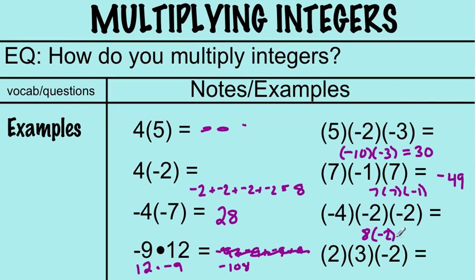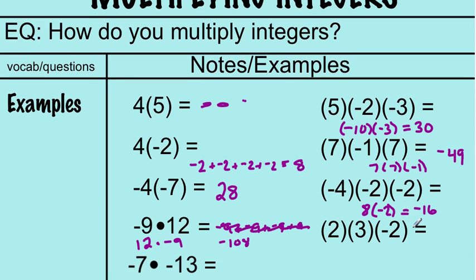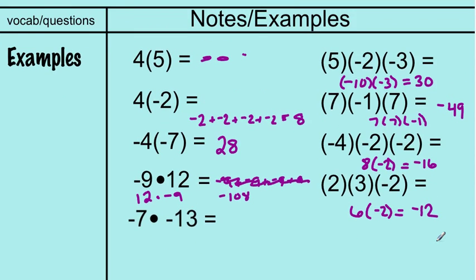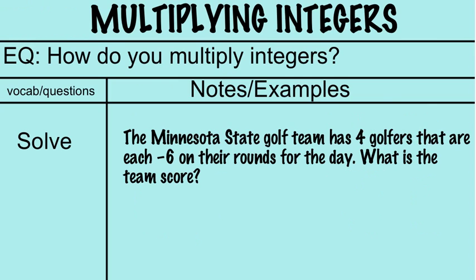8 groups of negative 2 is going to give me 16 negatives. How about 2 times 3 times negative 2? 2 times 3 is 6. 6 times negative 2 is going to be 6 groups of negative 2, which is a total of negative 12.